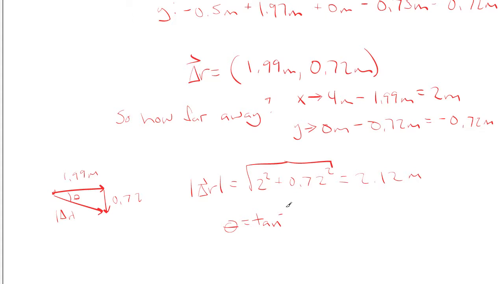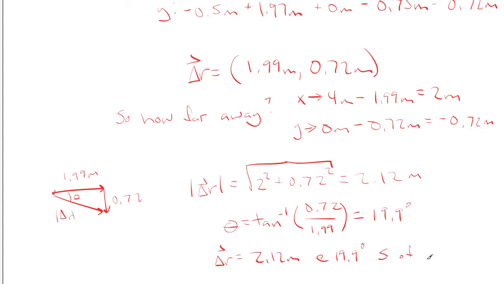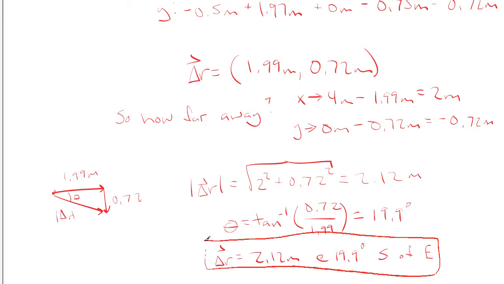You can use any of them because you know all three sides. We can choose the tangent. That's fine. And it's 0.72 divided by 1.99. And what's that angle? 19.9 degrees. All right, so now I can write my vector delta R is equal to 2.12 meters at 19.9 degrees, and that's south of east. All right, so that's another way to write the vector. Usually this is how I want it, but this is an acceptable notation as well. If I don't specify, then that's fine.